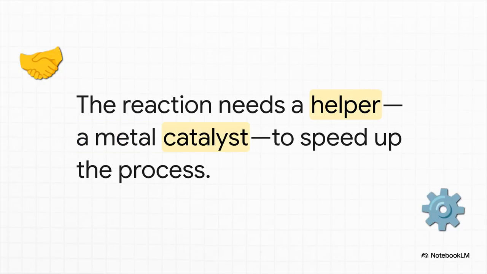Okay, and the second part? Catalytic. This is just telling us that the reaction can't happen all by itself. Nope, it needs a helper, a chemical matchmaker, you could say. And that little helper is called a catalyst. Its whole job is to make the reaction happen way faster. And the cool part is, it doesn't even get used up in the process.